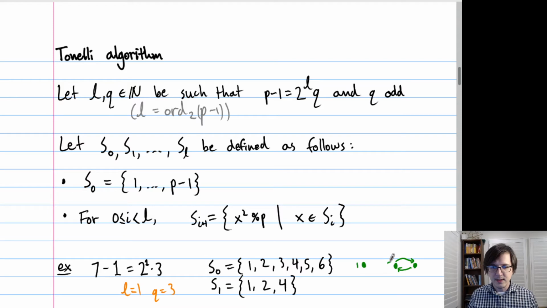So what squares to 1? Well, 1 does, and 6 does. And what squares to 2? 4 does, and, well, let's see. So 3 squared, yeah, that's 2. And what's left? 5. Let's see, 5 squared is 25, which is 4 mod 7.